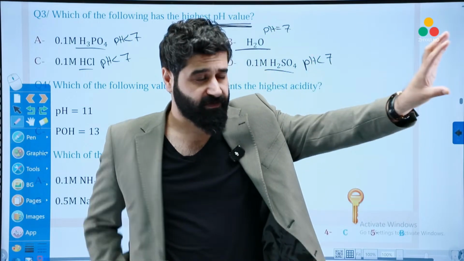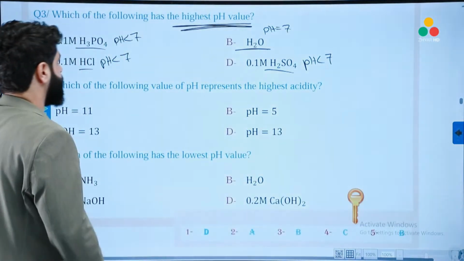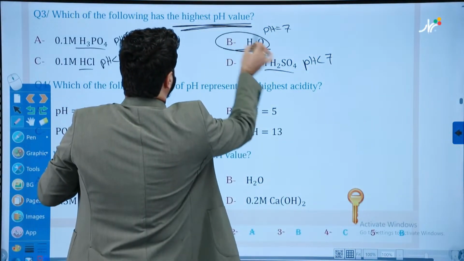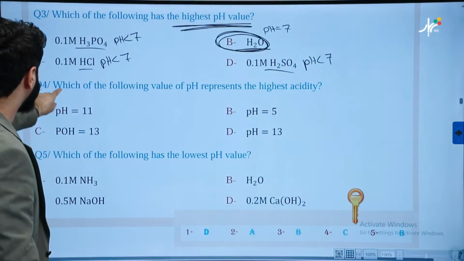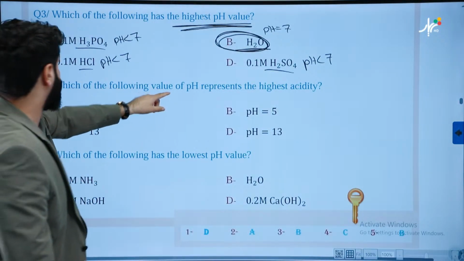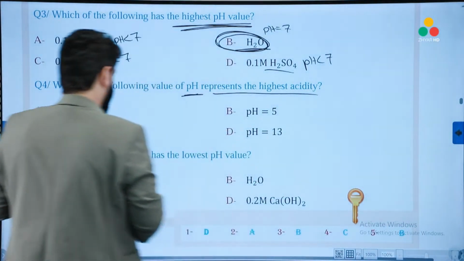But compared to bases, water has a smaller value of pH. Nice. So here, water has the greatest value of pH compared to the other answers. Okay. Which of the following values of pH represents the highest acidity?